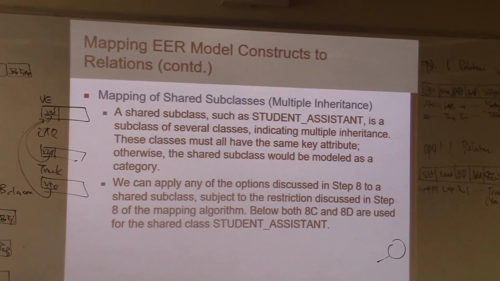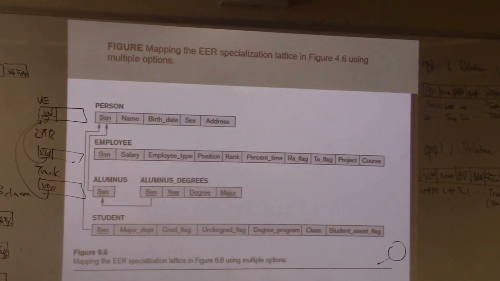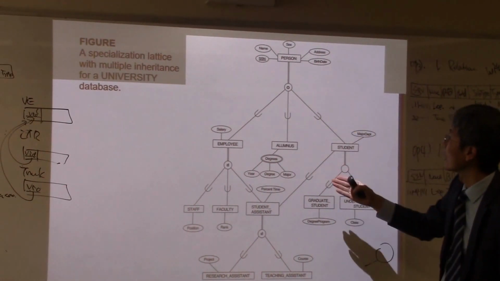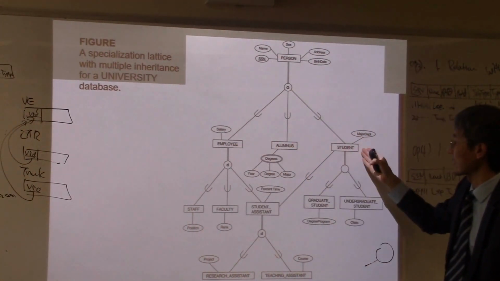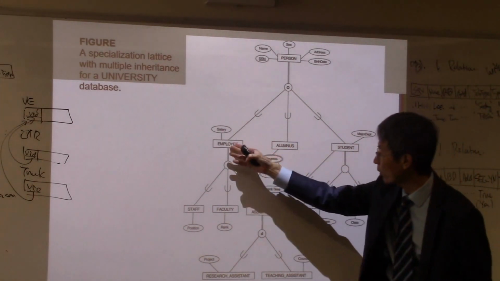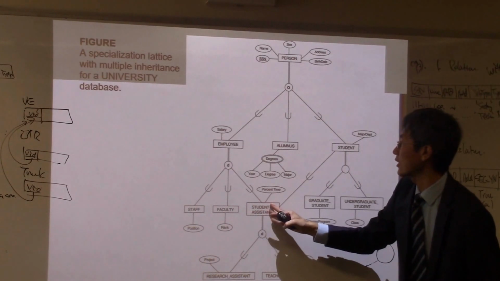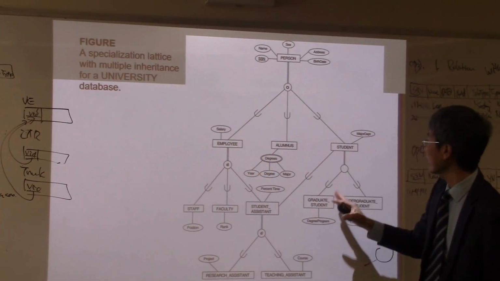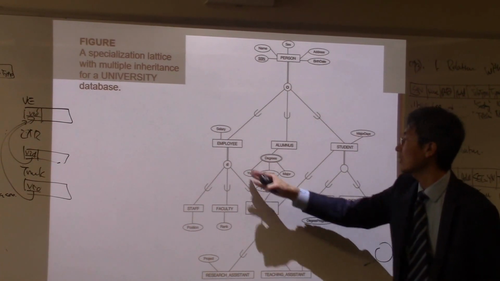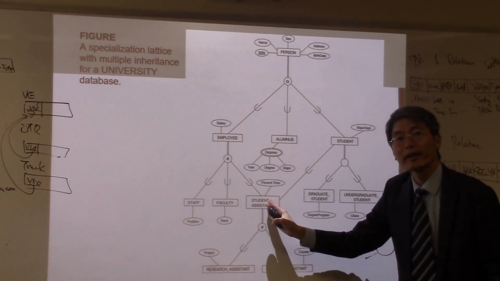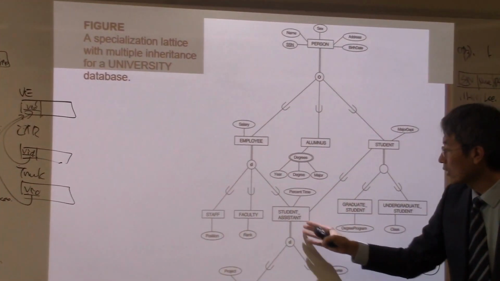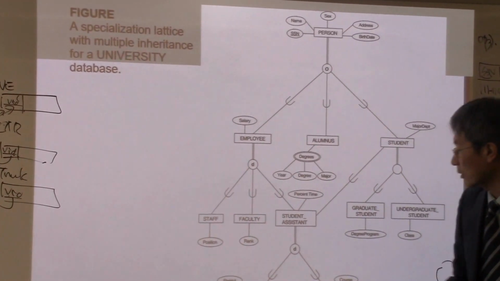What about the multiple inheritance? Okay. So this is a person. We have the three subclasses, and from the three subclasses, the employee has also three subclasses of this one, and the student has two subclasses. Even the student assistant is a multiple inheritance. We need to consider both of them. And student also has two subclasses.